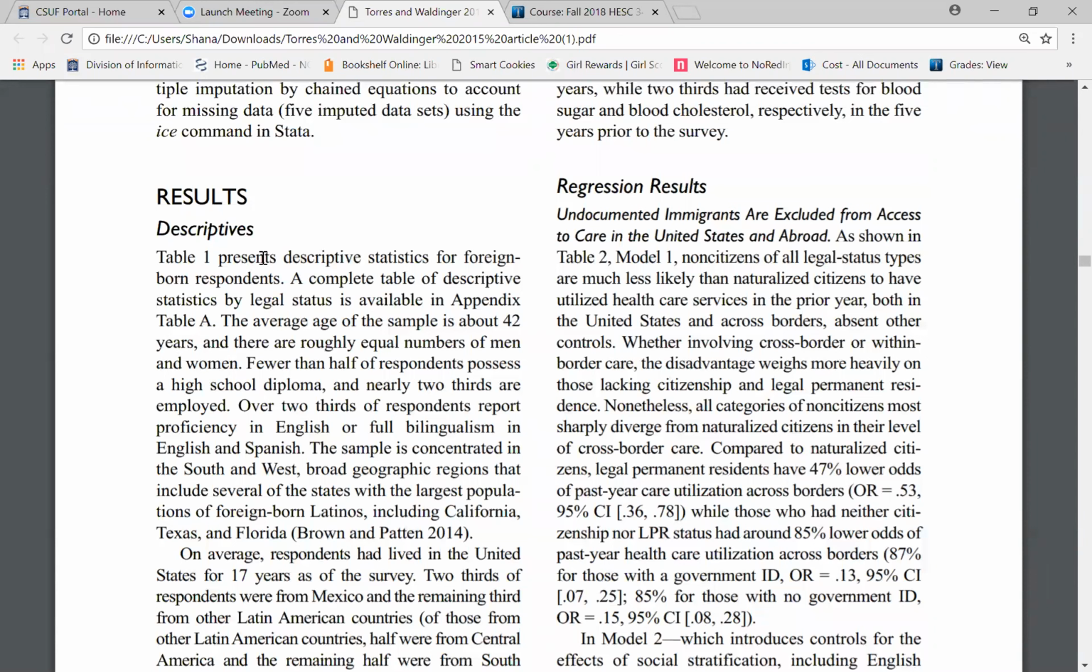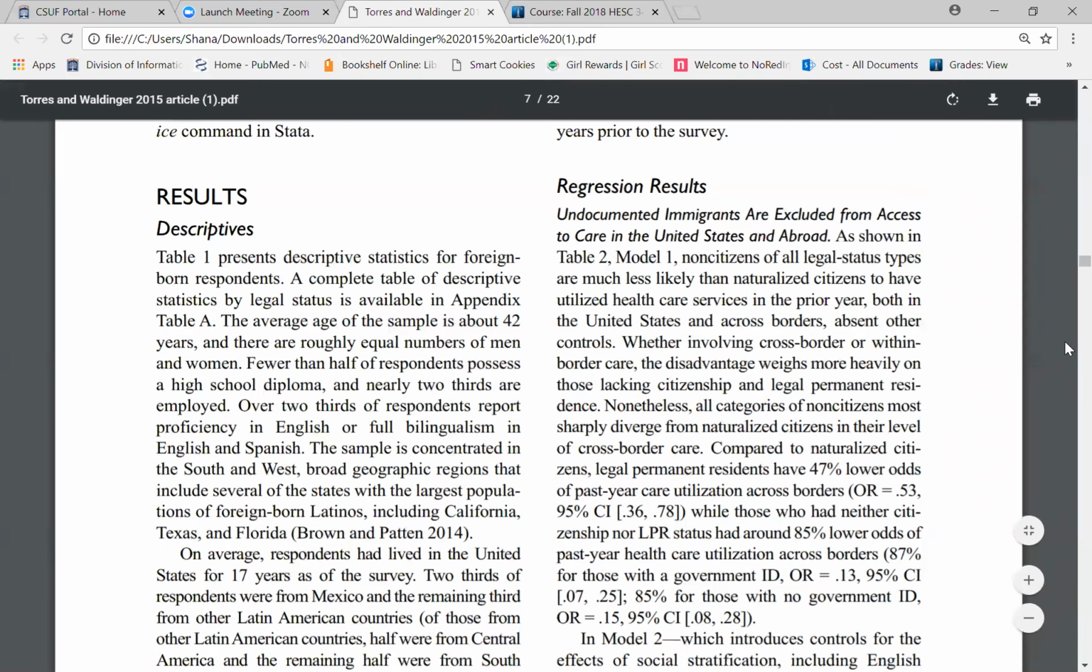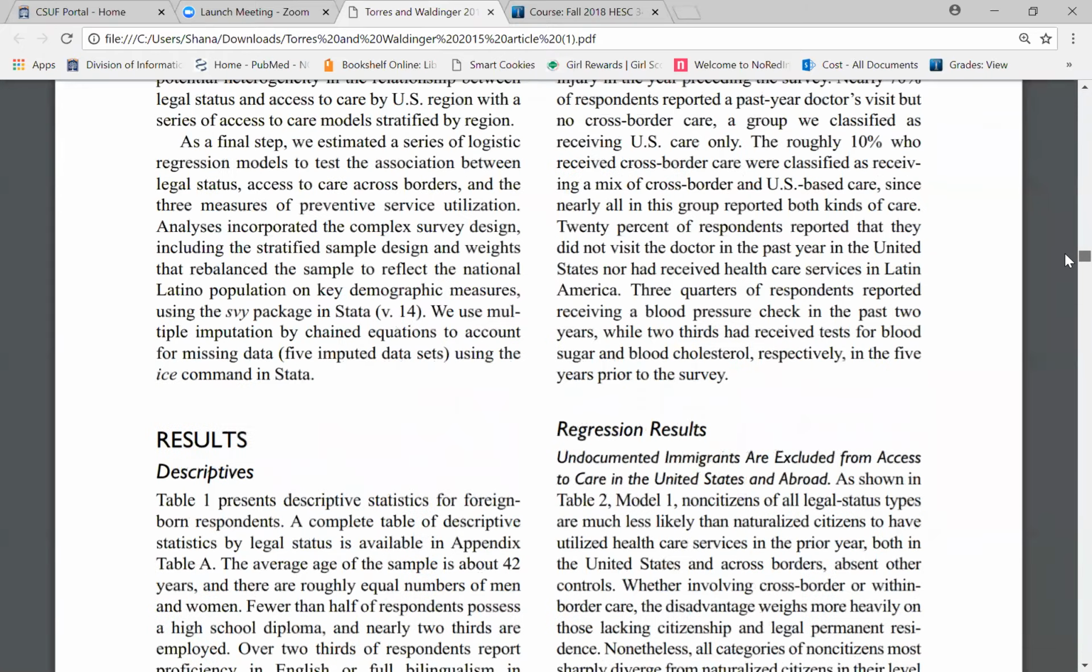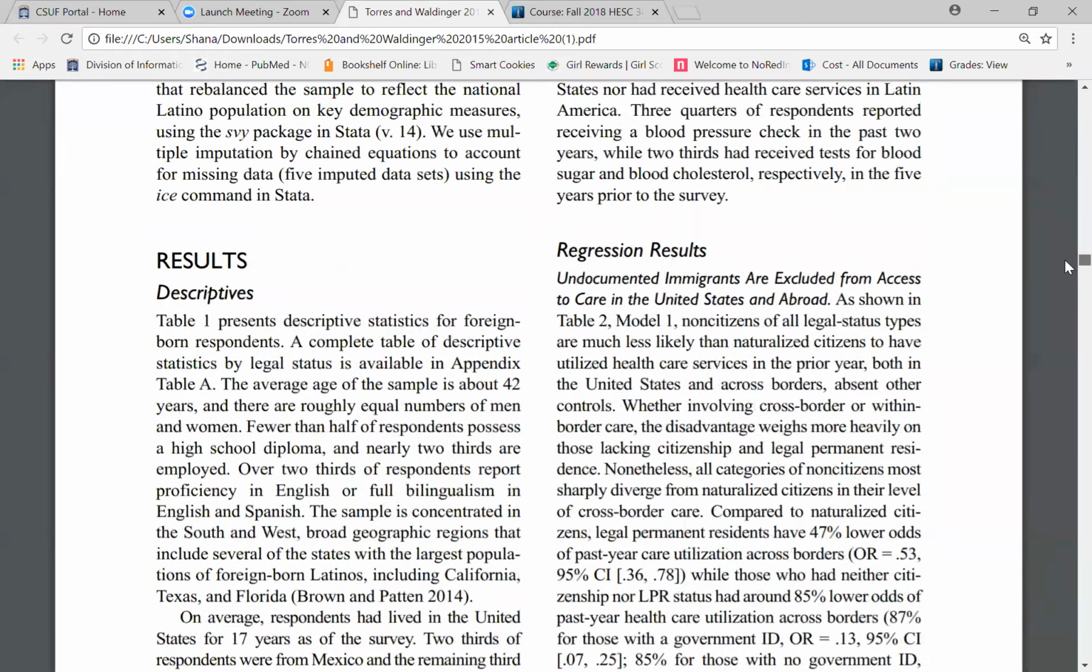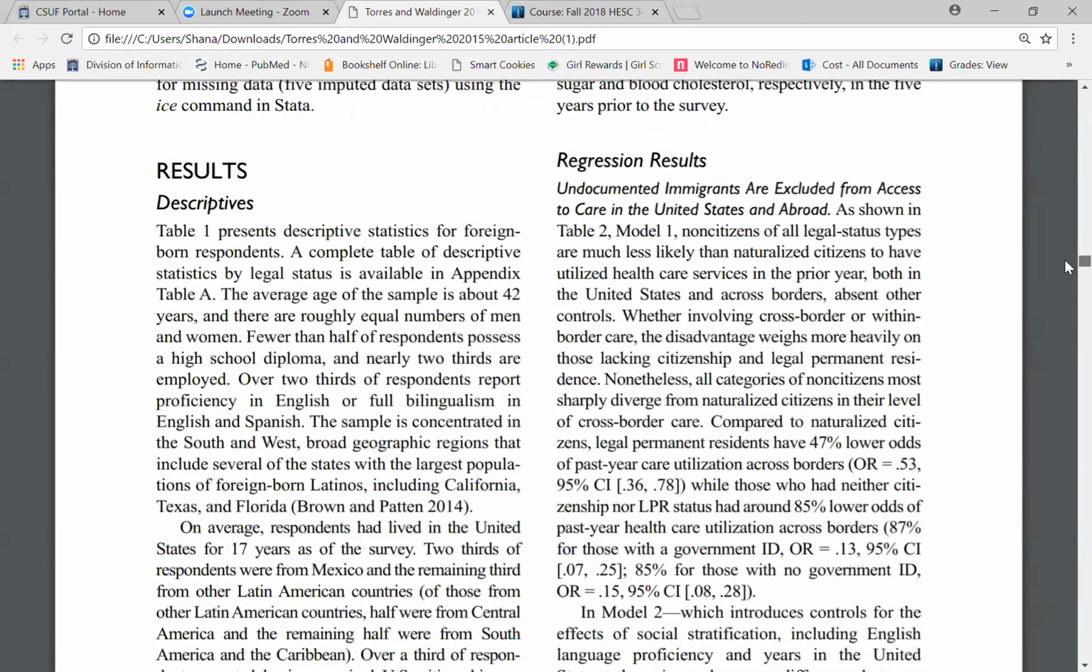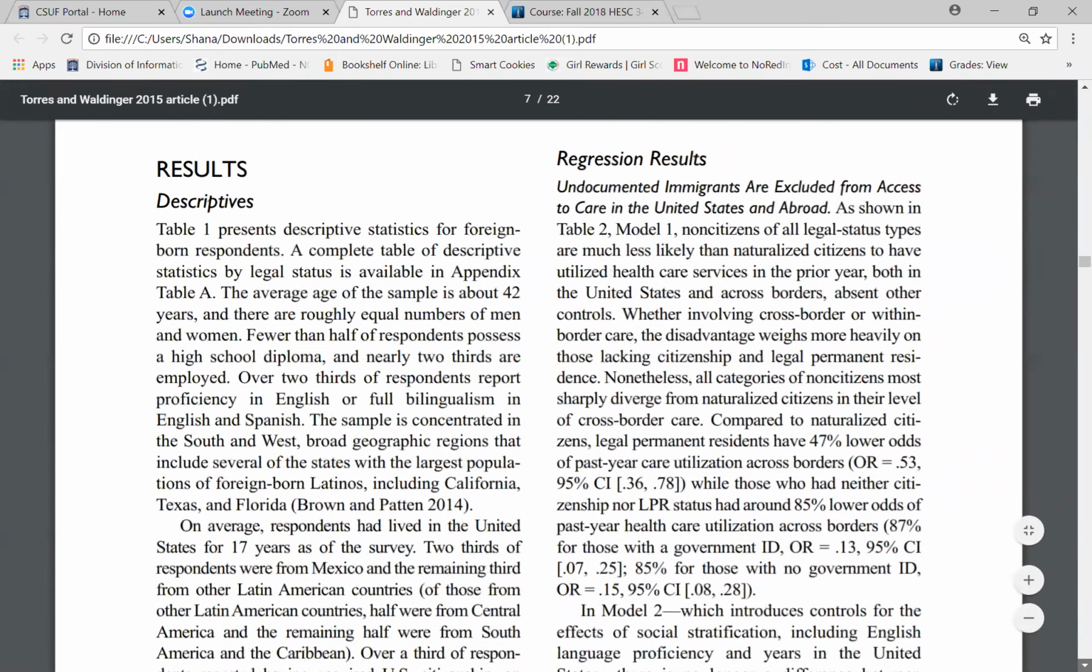So they talk here about how they have different tables, descriptive statistics. They basically just tell you what's in their sample, what the frequencies are for the people in their sample. And then they have regression results. Those regression results, we want to talk about how to interpret that, because logistic regression is very common, but it's not something that we usually talk about how to interpret.